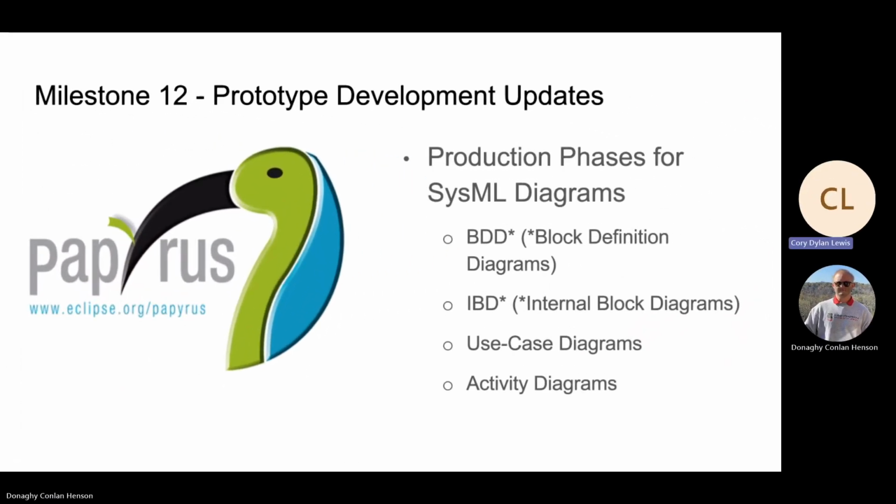So the prototype development updates as far as what we're concerned with Milestone 12. We're going to talk a little bit about what you can expect to see on these slides. We used Papyrus, and we did a couple of different production phases with the BDD, IBD, use case diagrams, and activity diagrams. We've got some visual aids for you as you walk through this PowerPoint with us, and we'll be taking you inside the actual software to get a view of what you're looking at.